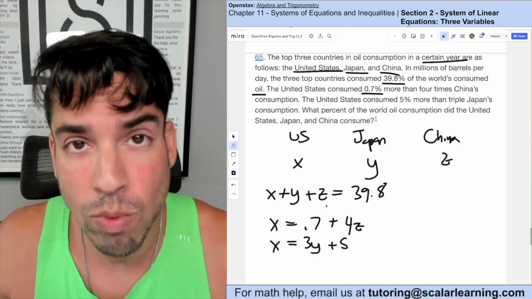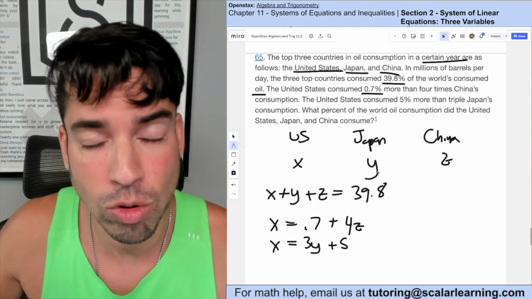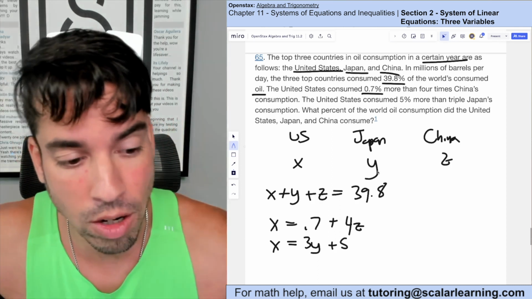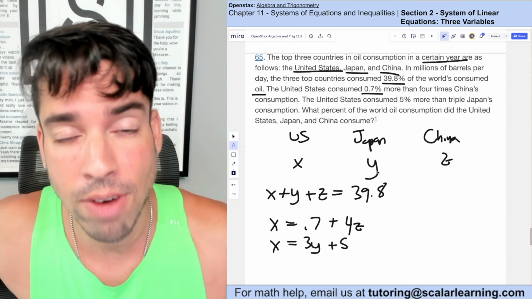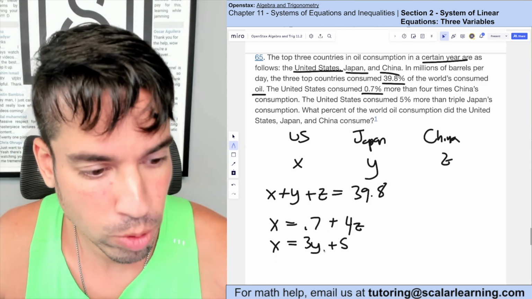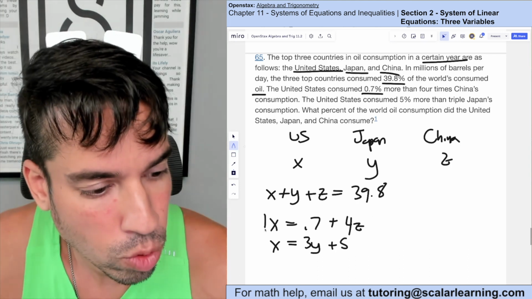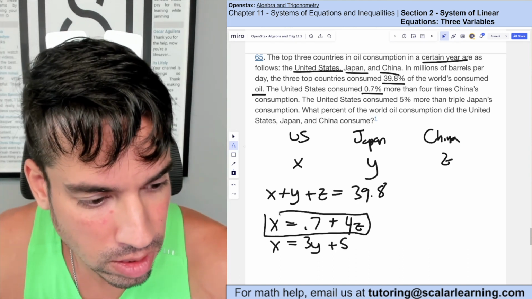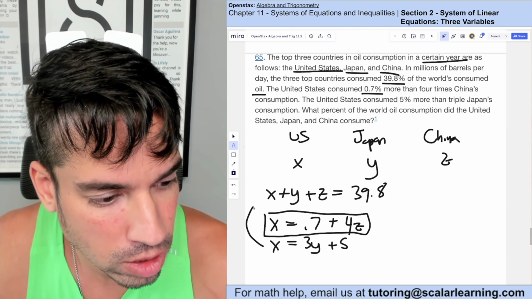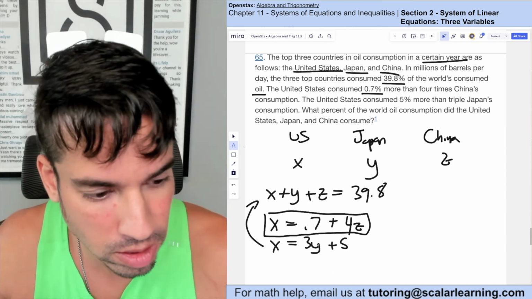Again, X, Y, and Z are representing percentages. So I'm not taking like 5%. I'm just saying, oh, 5% more, I'm literally adding 5. Okay, now we got a triple system. We got 3 equations, 3 variables. Let's do our thing. Since I got an equation here with just X and Z, I'd love to combine this one with this one to just have X and Z as well.